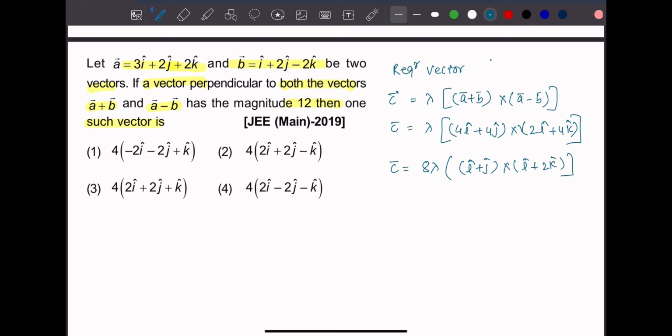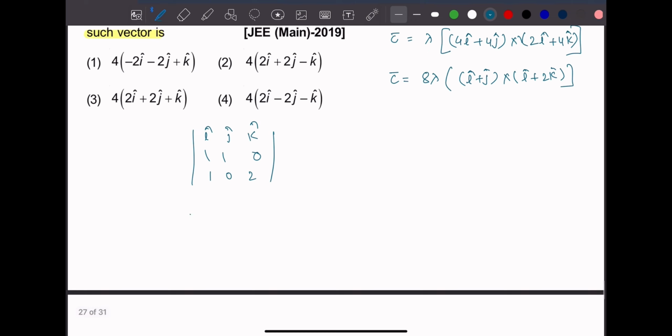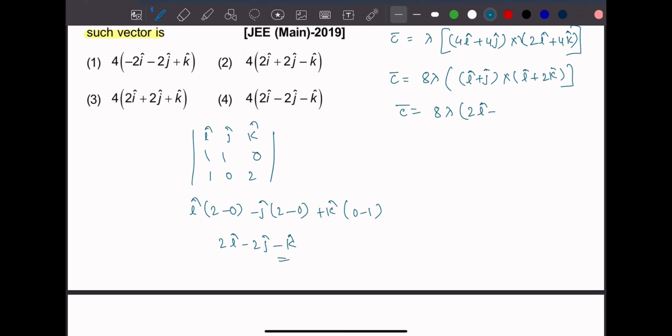Okay, take this cross product. So i cap, j cap and k cap, 1 1 0 and 1 0 2 we are getting. So i cap we have 2 minus 0, minus of j cap we are getting 2 minus 0, and plus of k cap we are getting 0 minus 1. Which means 2 i cap minus 2 j cap and minus of k cap we have. So the c vector we are getting is 8 lambda times 2 i cap minus 2 j cap minus k cap, and its magnitude is equal to what?